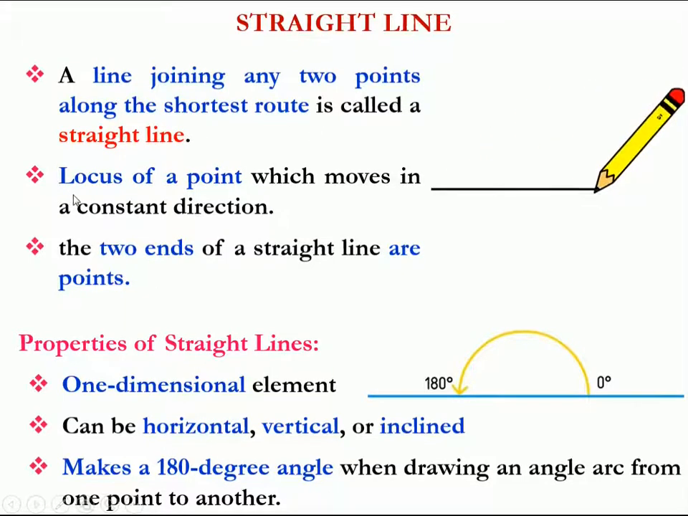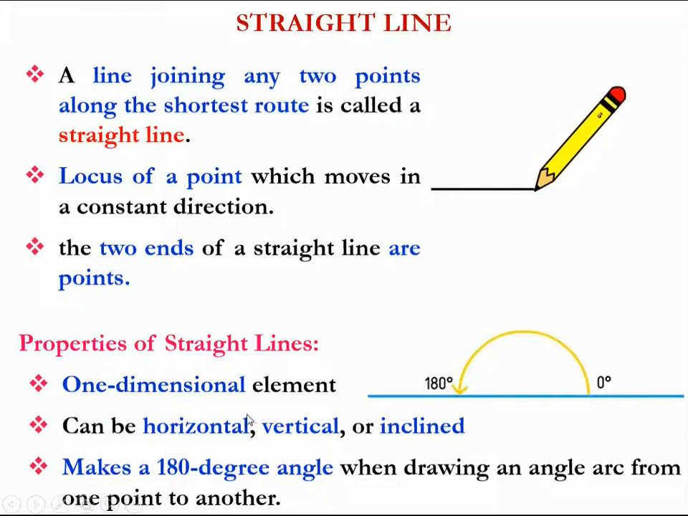We can also define it as a locus of a point which moves in a constant direction. We all know that the two ends of a straight line are points. Now let us go through the properties of straight lines.